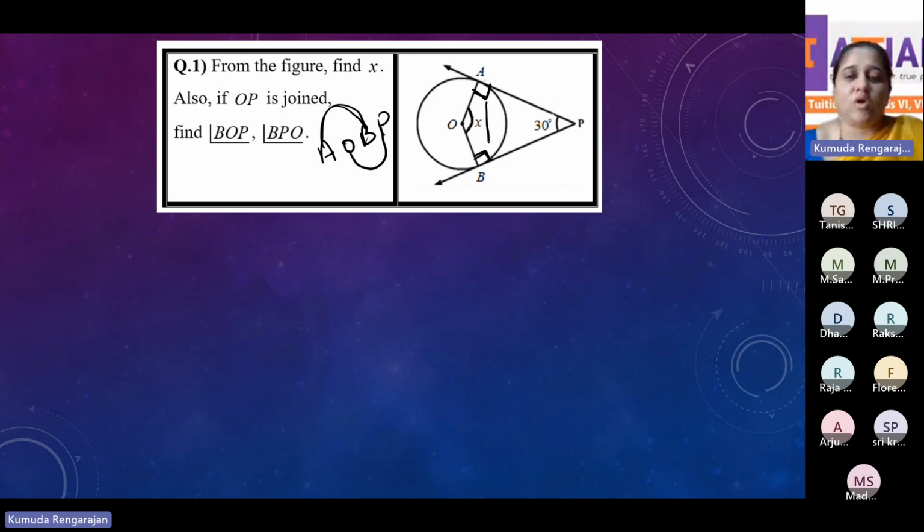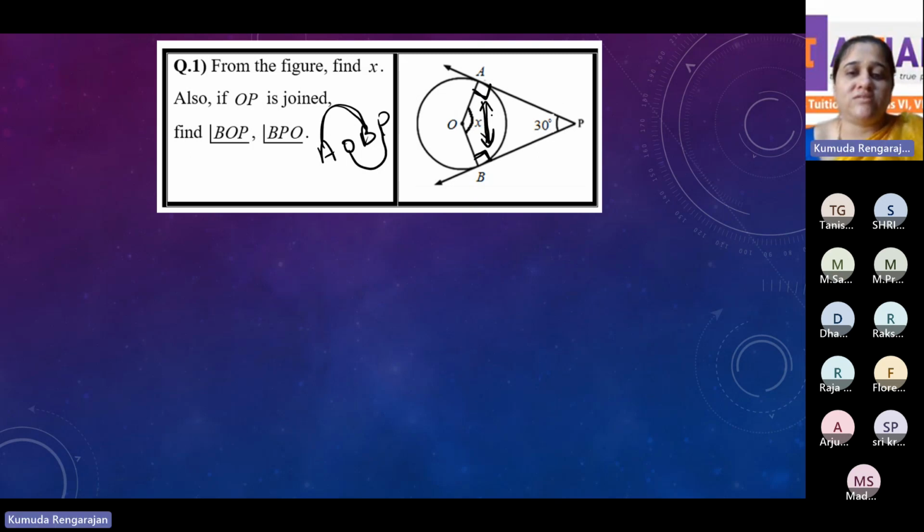What is the sum of the opposite angles? 90 plus 90, 180. And in a quadrilateral, if one pair of opposite angles is supplementary, it's a cyclic quadrilateral. So AOBP is a cyclic quadrilateral.